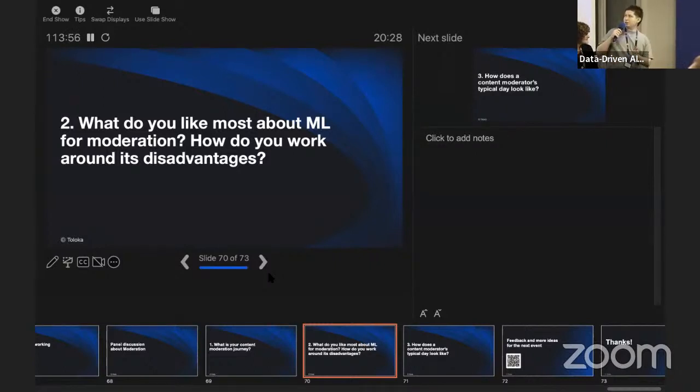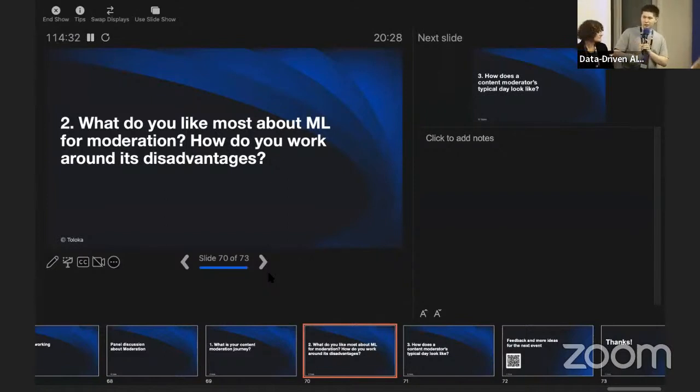And it brings us to the second part of our questions. What do you like most about content moderation with machine learning? And how do you deal with these disadvantages? Because we've seen through the slides that people rely a lot on machine learning. You can save a lot of human effort by asking the model who trained on the labels to predict whether it's okay or not okay to show this advertisement to the general audience. However, this approach for automation should have its advantages and disadvantages.